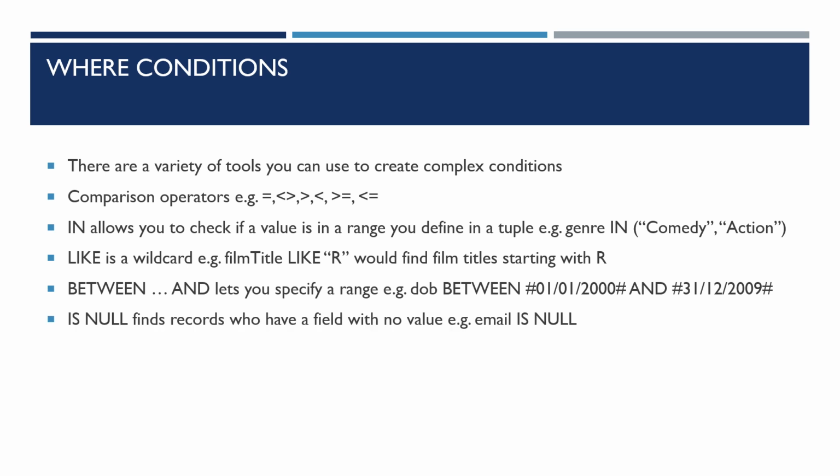Is null can be used to find records that have a field with no value. So for instance, if we wanted to find out which people we don't have an email address for, we could search for email is null in our customers table. And of course, logical operators and, or, not can be used to combine different conditions.